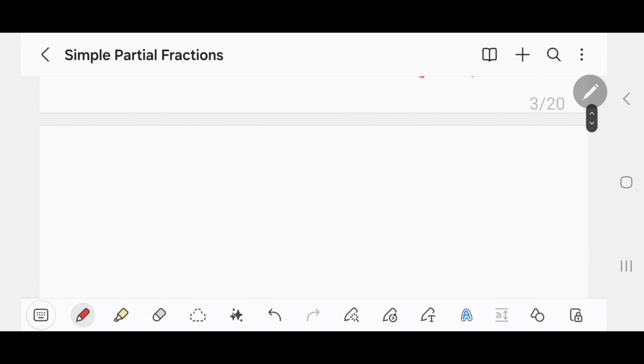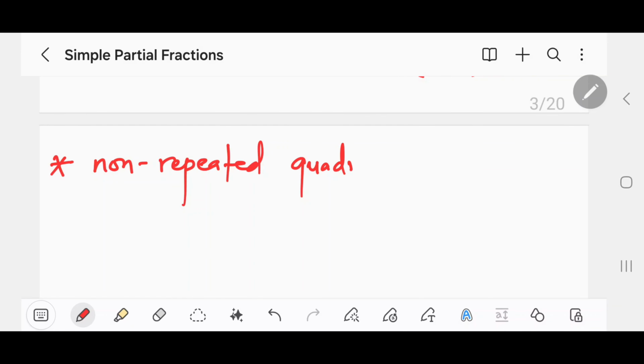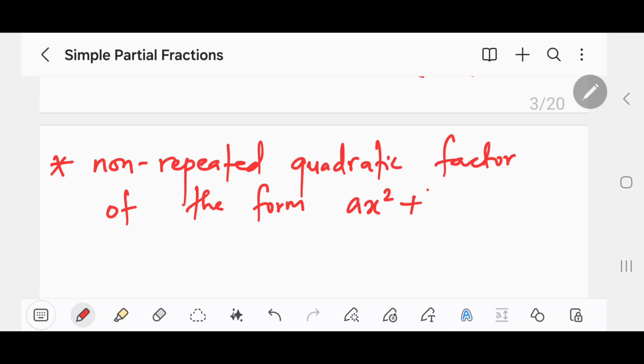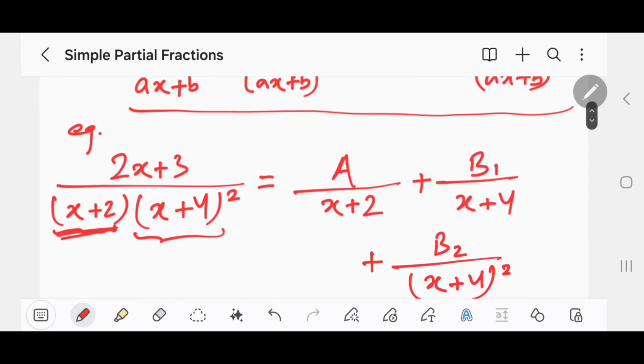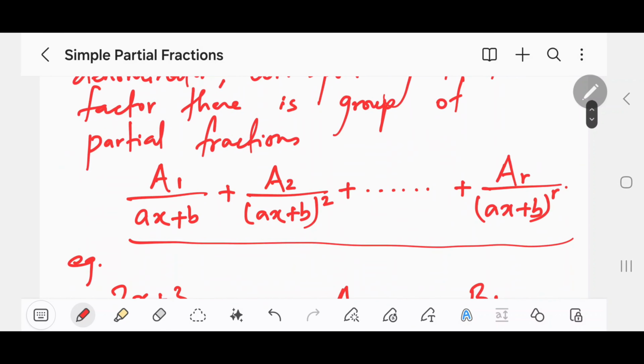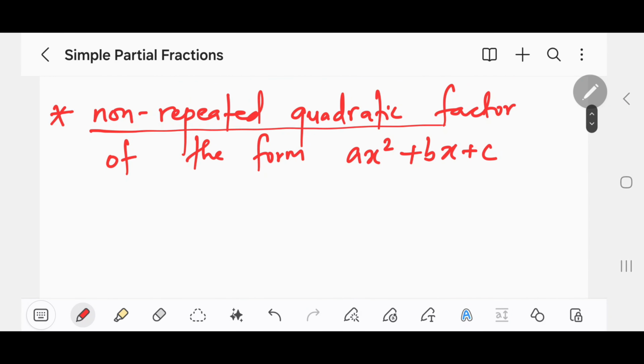Let's see the next type. The other is non-repeated quadratic factor of the form ax square plus bx plus c, which are not factorable. So instead of a linear factor, we now have a quadratic factor, but not repeated.